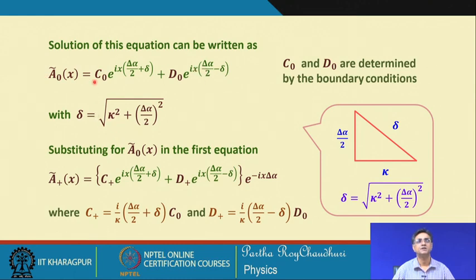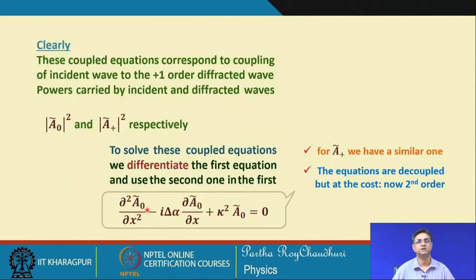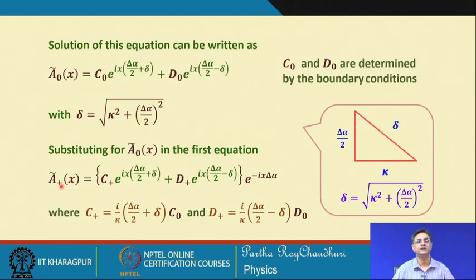Then if we differentiate this del A 0 del x and substitute back into this equation, this quantity will give you A 0 plus. If you put it back into this equation, then we will get another equation for A plus, the solution of which will be equal to this. And here C plus and D plus are given by this.